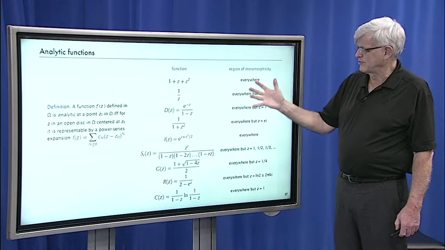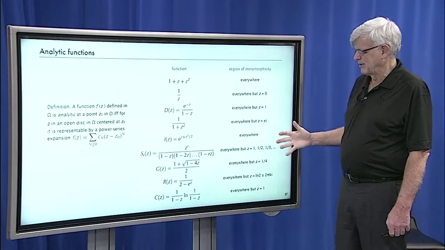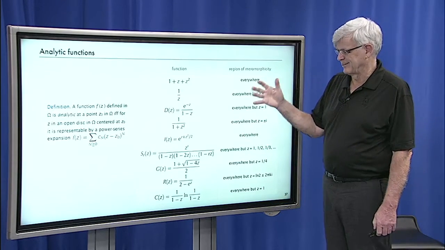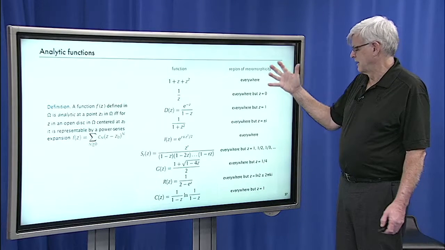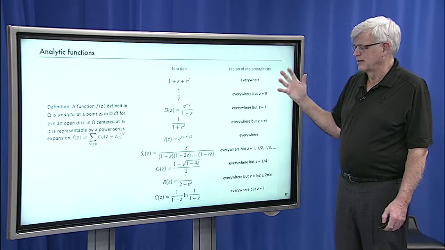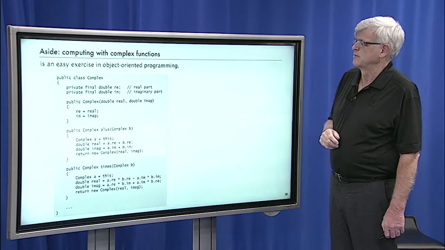And if we look at all the generating functions that we talked about, they're analytic almost everywhere. There's just a few points where they're not analytic. And those are the points where the denominator blows up when it's a ratio, or the square root is a special case that we'll talk about later on. But generally, they're analytic lots of places. So that's why it's important to us.